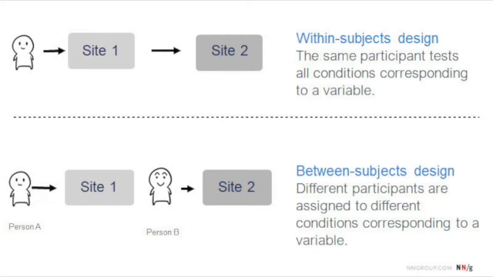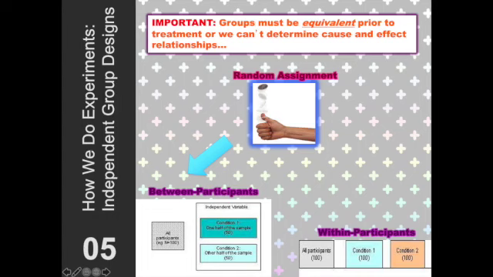So one of the things that we can do to make sure our groups are equivalent at the outset of our study is to randomly assign participants to independent groups, aka what we would call a between participants design, in conditions of each level of an IV, for example.